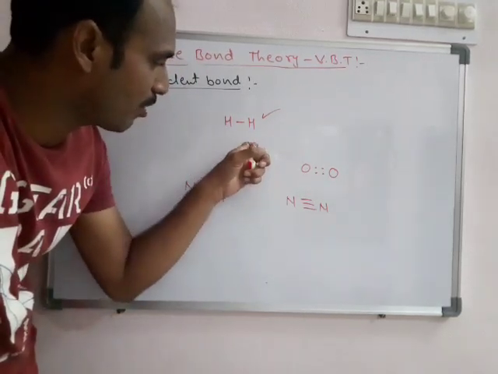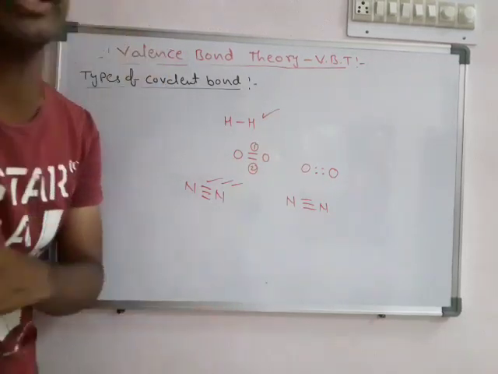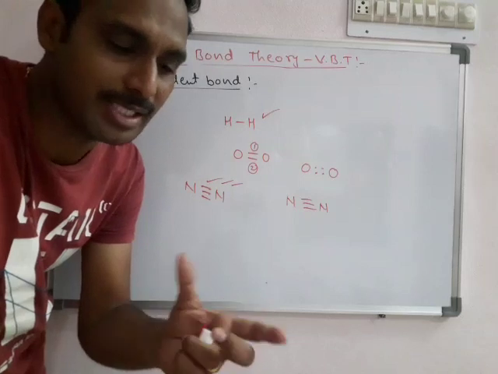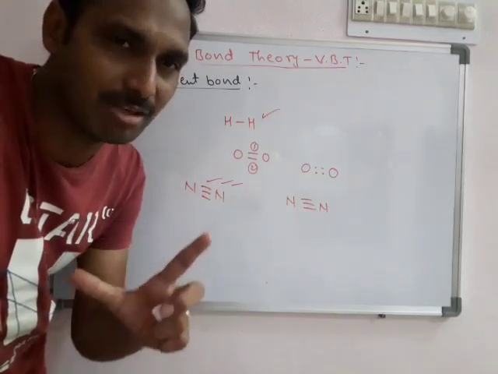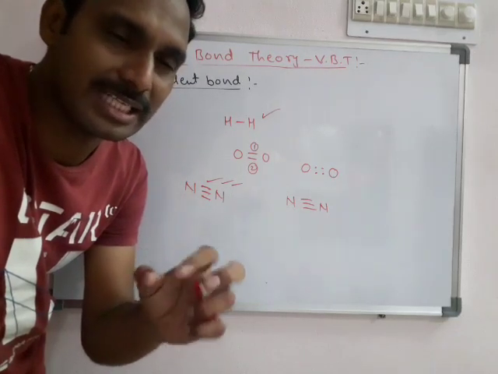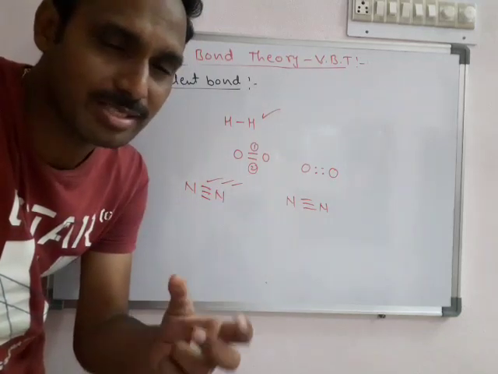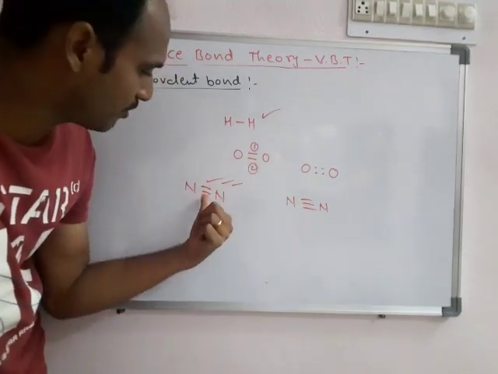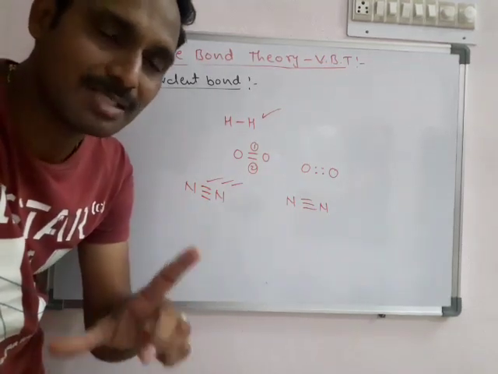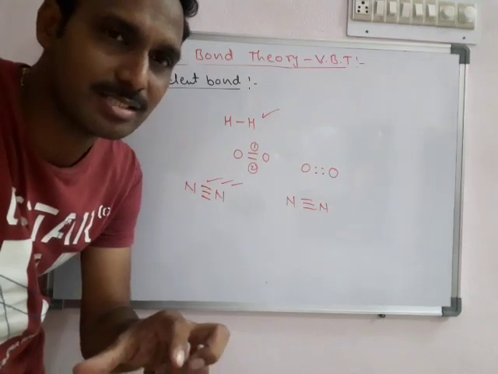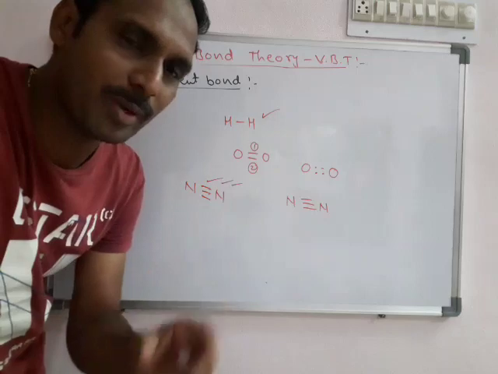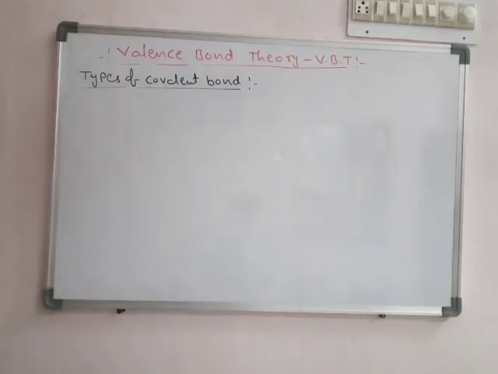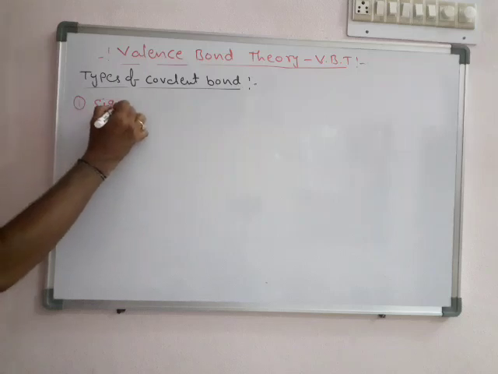So in O2, the energy of one bond and the energy of the second bond are totally different. These values are not matching. If they are the same covalent bonds, the energy released during their formation must be equal, and the energy required to break them must also be the same. But it is clearly observed that the bond energies of both bonds in O2, and of the three bonds in nitrogen, are not equal. So this made the valence bond theory makers conclude that there are two types of covalent bonds. How they divided them is, they introduced a new bond called the sigma bond.